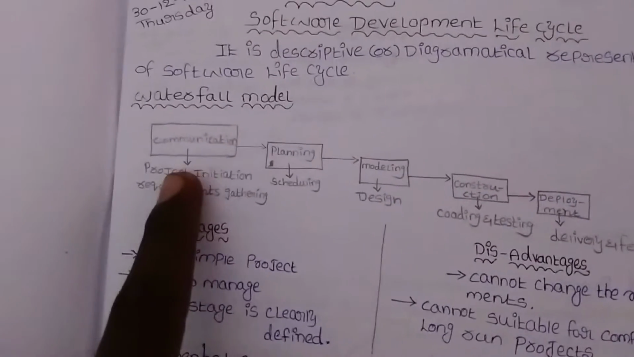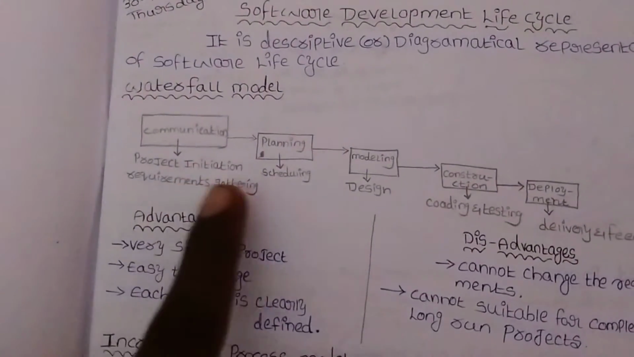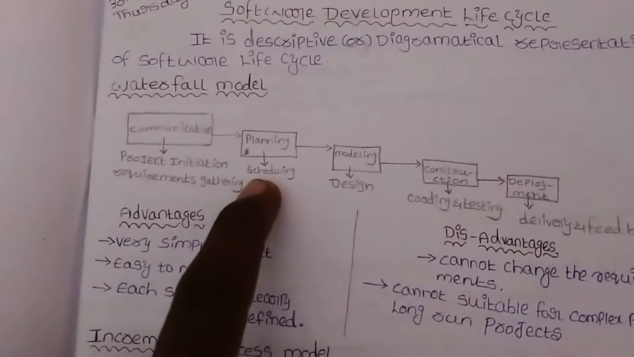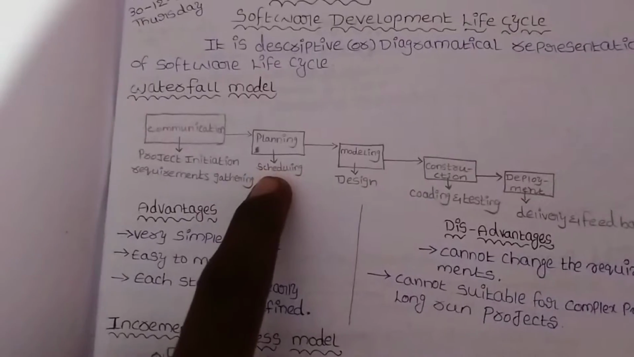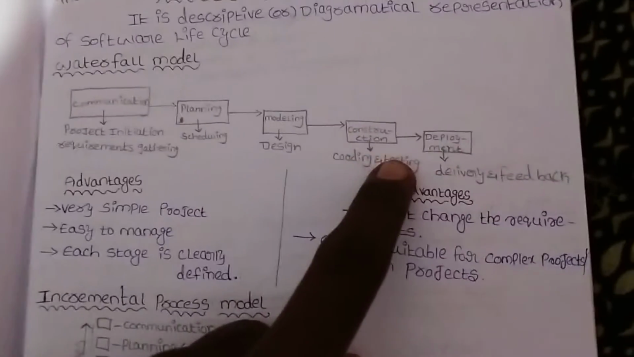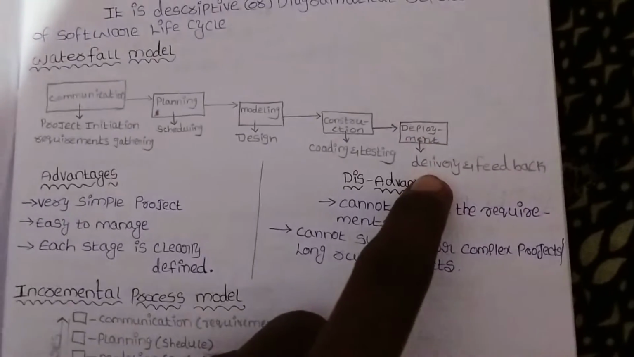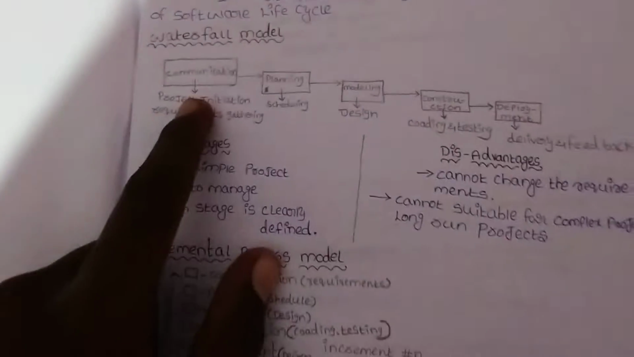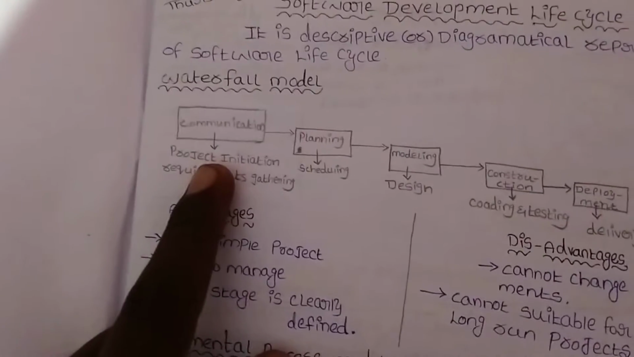In communication: project initiation, requirements gathering, and scheduling. Planning is scheduling, and modeling is design. Construction is coding and testing. Deployment is delivery and feedback. We will explain that in the required manner.